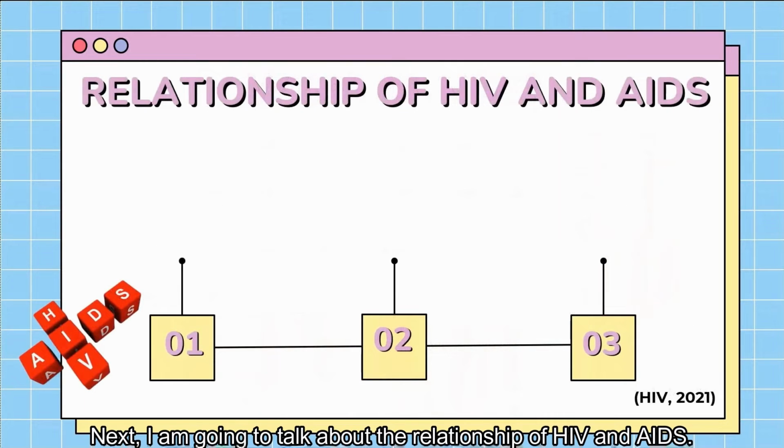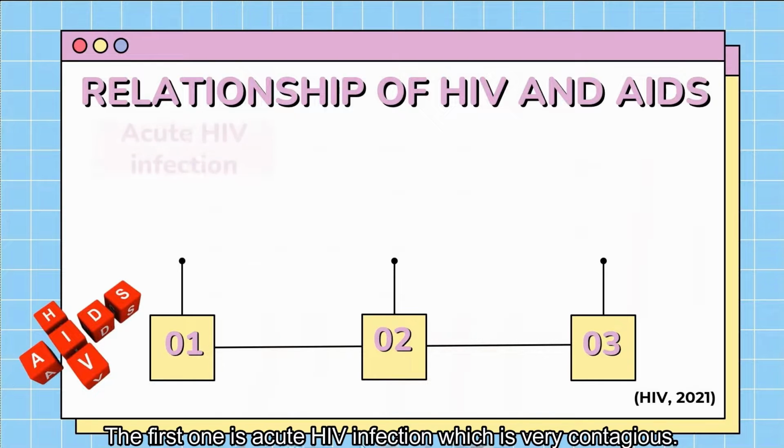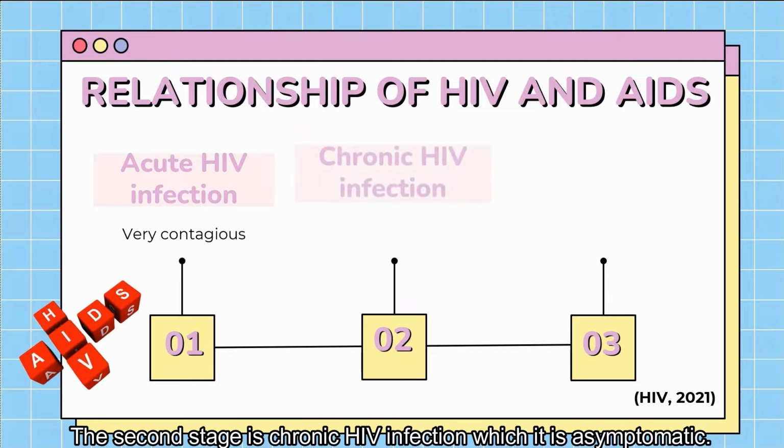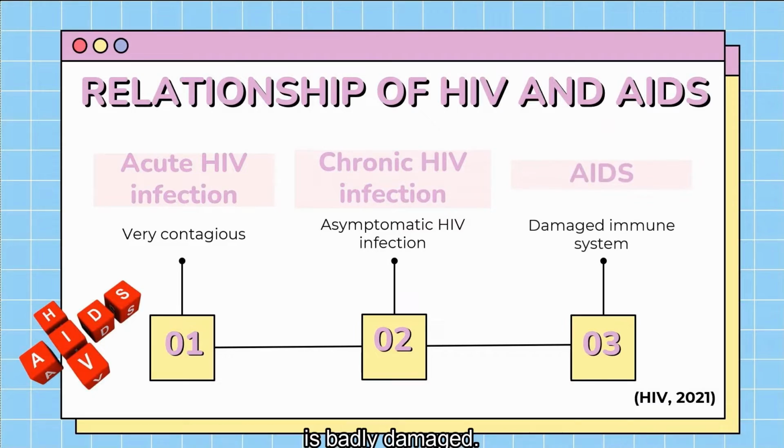Next, I'm going to talk about the relationship of HIV and AIDS. There are three stages of HIV. The first one is acute HIV infection, which is very contagious. The second stage is chronic HIV infection, which is asymptomatic. And the last stage is AIDS, where the immune system is badly damaged.